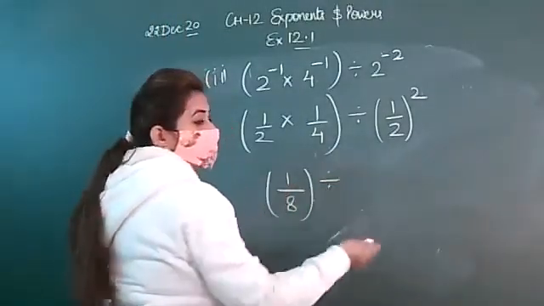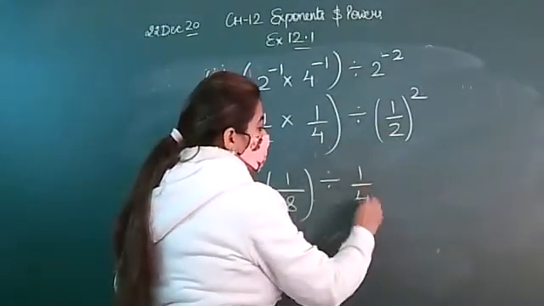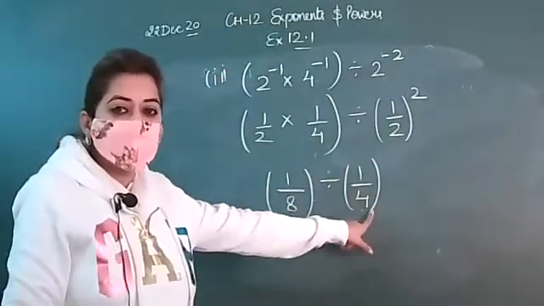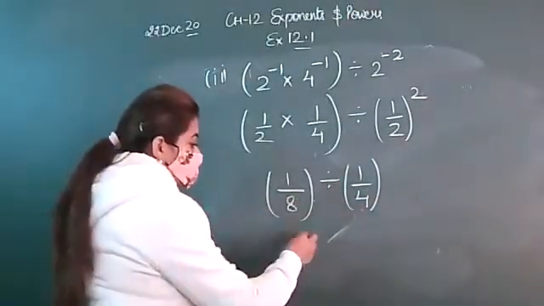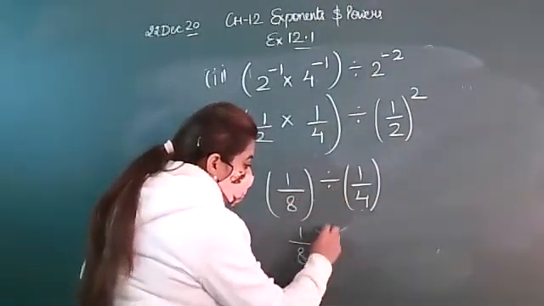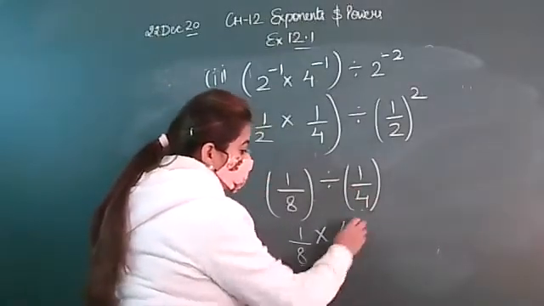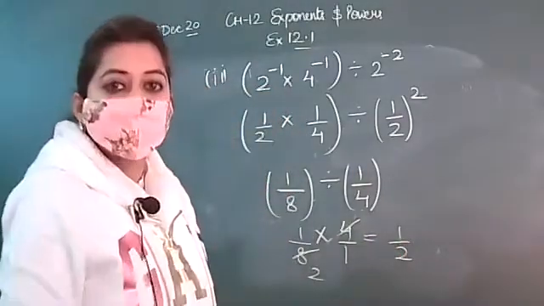Divide sign is there. Keep the divide sign same. Multiply this, this will give you 1 by 4. Now, how will you solve the divide sign? Make the reciprocal of the second term, that will convert your divide sign into multiplication. 1 by 8, divide will change to multiply. Make the reciprocal of the second term, that is 4 by 1. Cancel it out, you are getting the answer as 1 by 2.